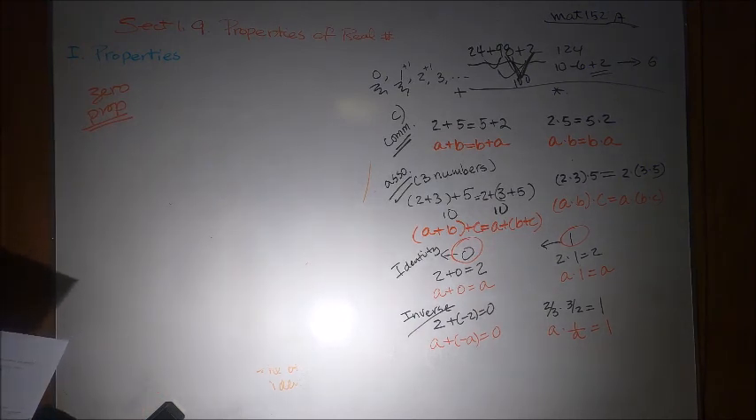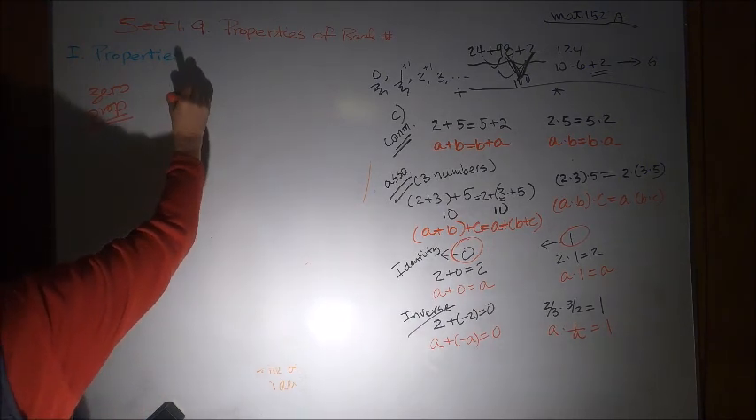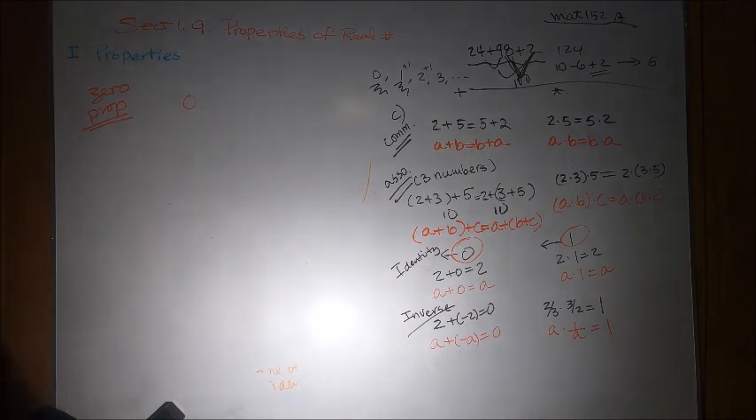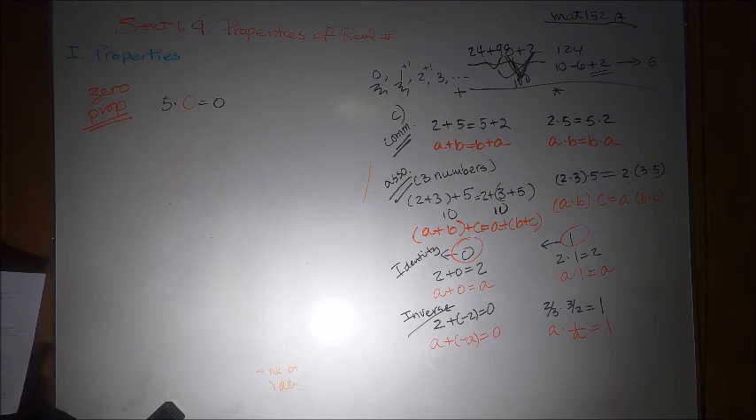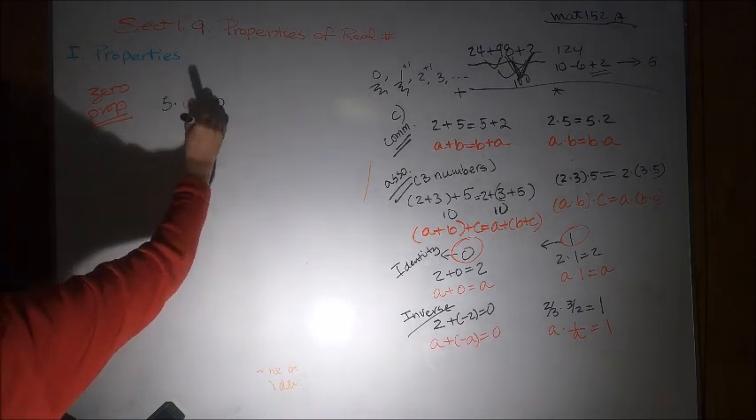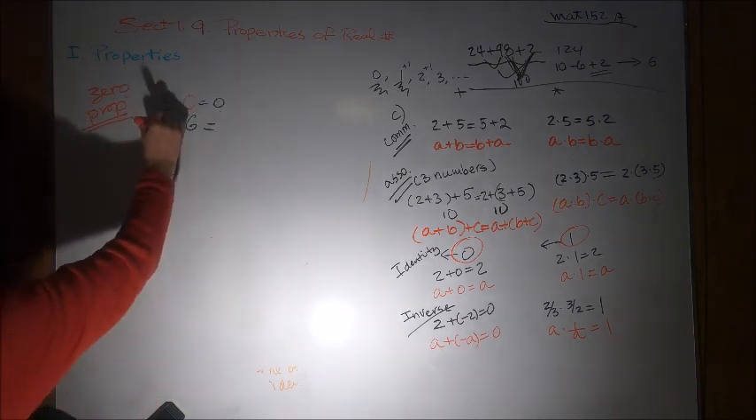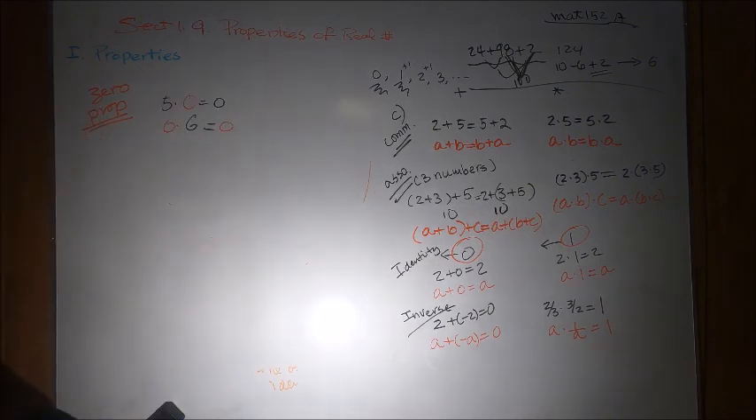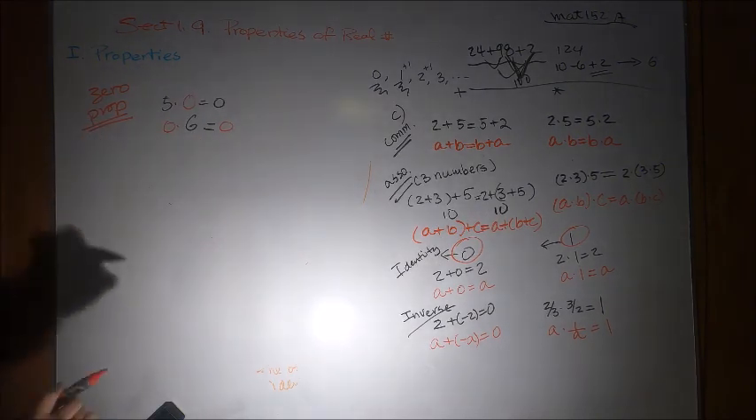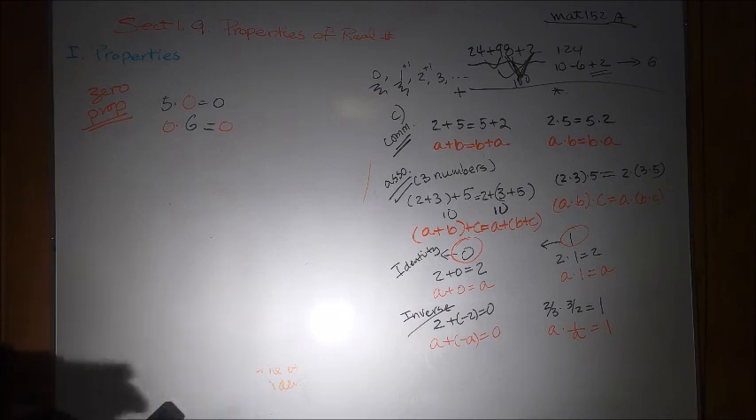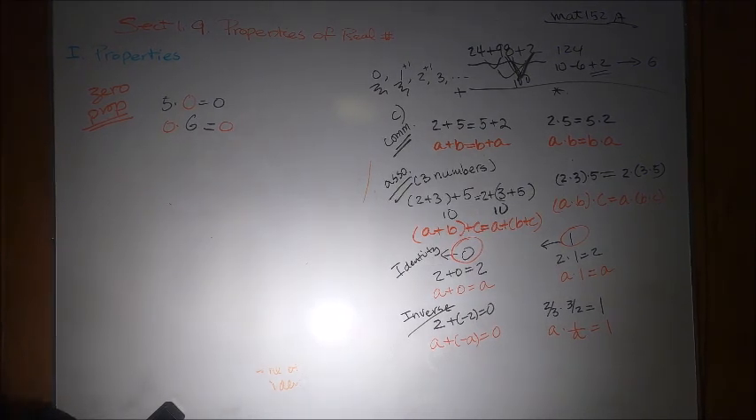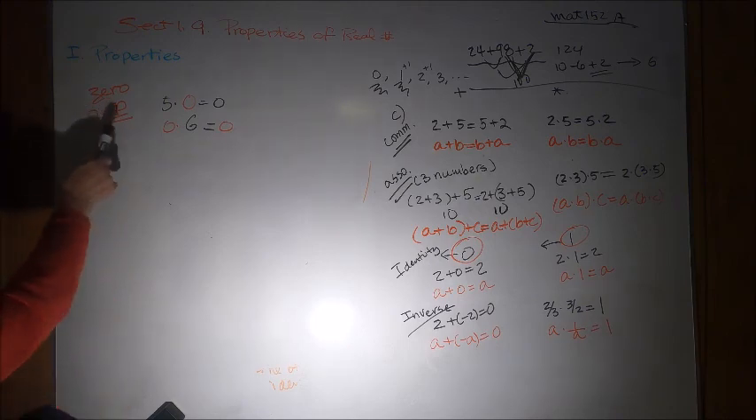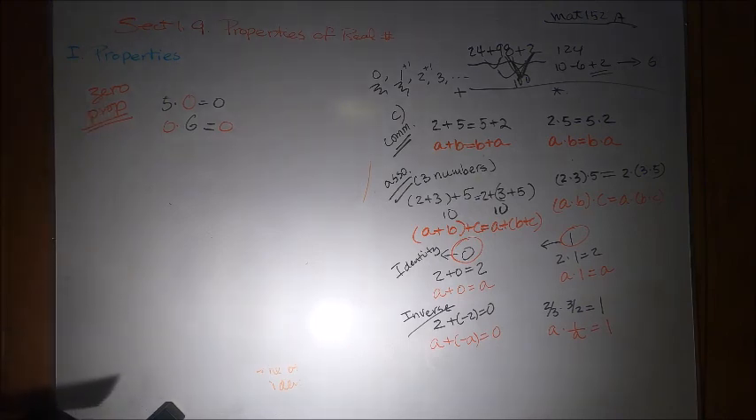Zero property: zero is a special thing. So 5 times 0 is what? 0, right? And 0 times 6 is 0. So 0 times anything would be 0, right? We are going to use this zero property to solve problems later.